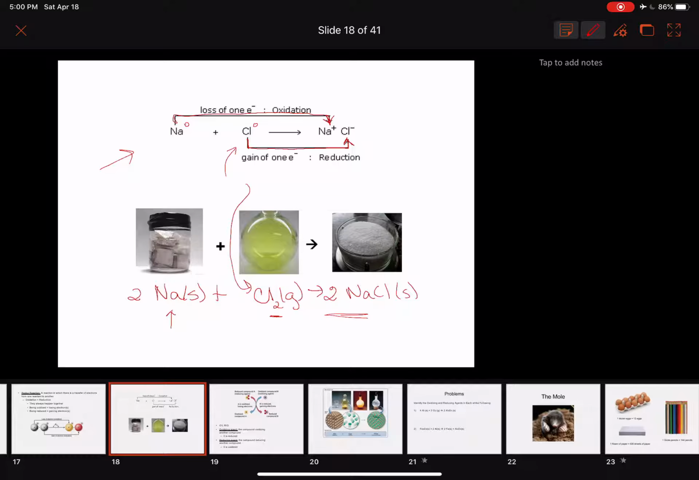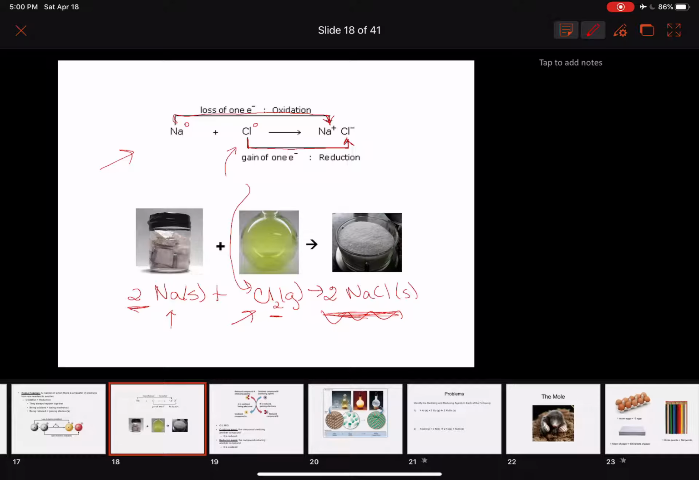So then we end up with that happening 2 times because we've got 2 sodiums, and each one of those sodiums is transferring an electron to these 2 chlorines, and then we're going to get 2 sodium chlorides there. So we have oxidation and reduction happening together. So we have a redox reaction right here.